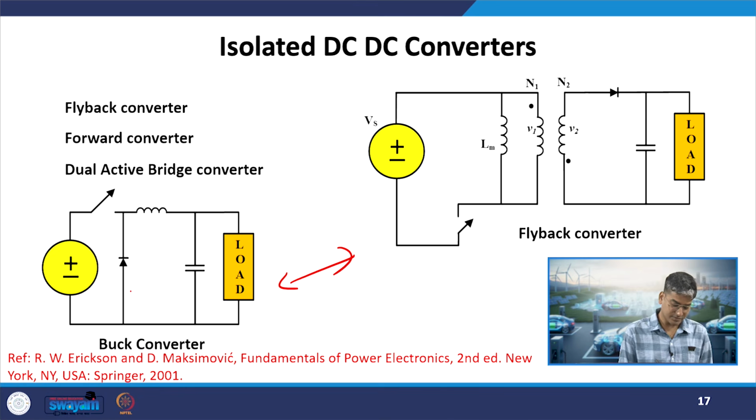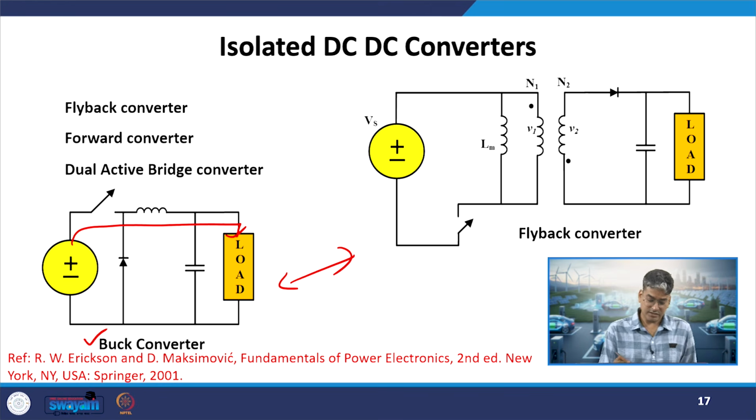Okay, so this was our first example of a non-isolated DC to DC converter which we have considered, that is our buck converter. In this buck converter circuit, I can directly travel from the source to the load side through the electrical path. There is no breakage in this one.